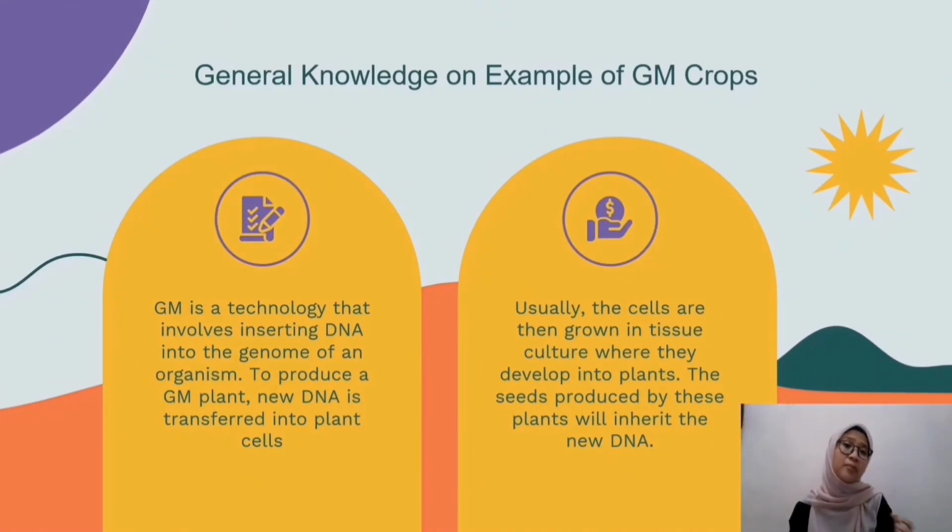Referring to the example that I mentioned, I think most of you do not know much about what GM crops actually are. Thus, I will share a little information regarding GM crops. Basically, GM crop is a technology which involves inserting DNA into the genome of an organism in order to produce a GM plant, where new DNA is transferred into the plant cell. Usually, the cells are grown in tissue culture where they develop into plants. The seeds produced by these plants will inherit the new DNA. The three largest acreages of GM crops are corn, soybeans, and cotton. I hope sharing this information will enhance your understanding and increase your knowledge.